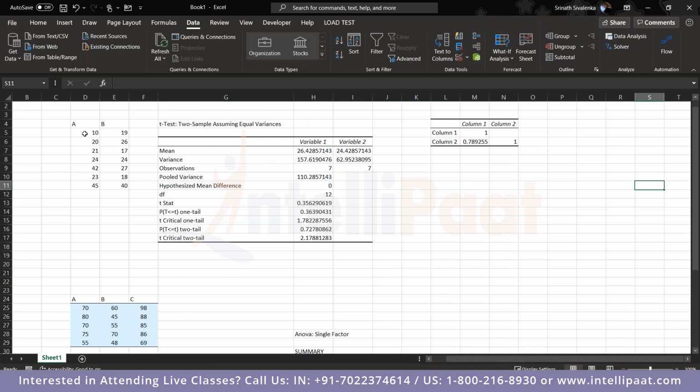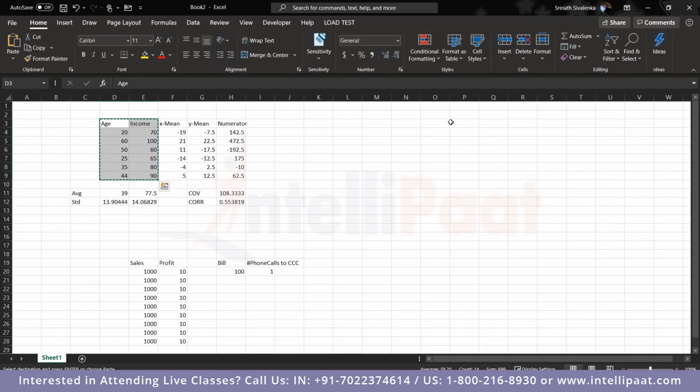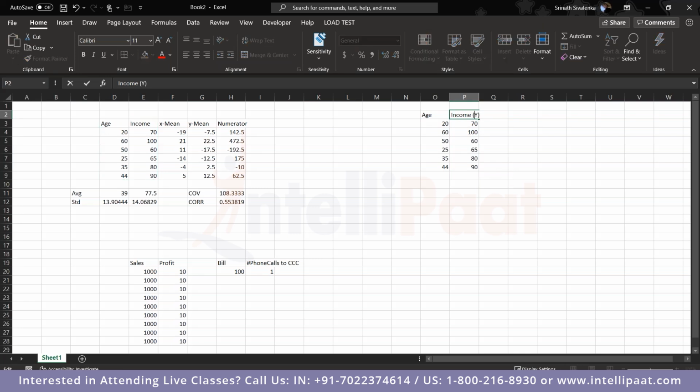Let's do a simple linear regression implementation in Excel, and then we'll see how it actually works. So this is my age and income. Let's say I'd like to predict the income based on the age of a particular person. So I'd like to predict income. So income becomes my Y. This is my Y, and this is my X.